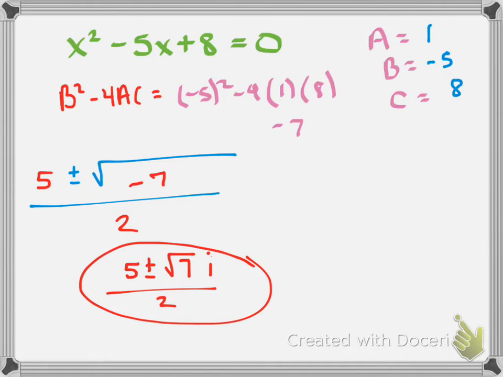And that's all there is to this. You just use the quadratic formula. You plug in your values and you start to simplify. And again, if you get a negative under here, you take it away and you put an i in its spot.